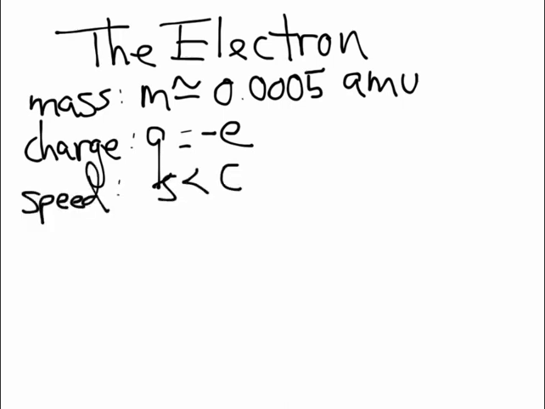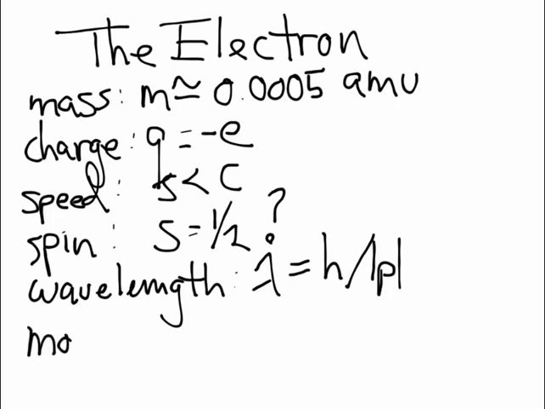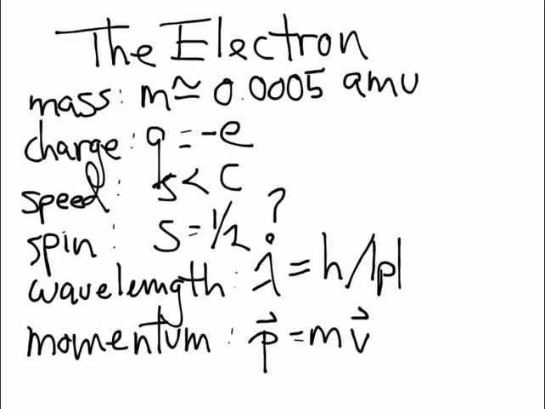Once again, the electron can have a speed less than the speed of light. It tends to go quite a lot faster than the proton, but it still can't go faster than light. Just like the proton, the electron has a spin quantum number of 1/2, making it a fermion, and again, we'll learn what that means later in the class. Again, the electron has a wavelength, and just like everything else, that wavelength is given by Planck's constant divided by the magnitude of the momentum. And again, as a semi-classical object, the momentum of the electron is given by the mass times the velocity.